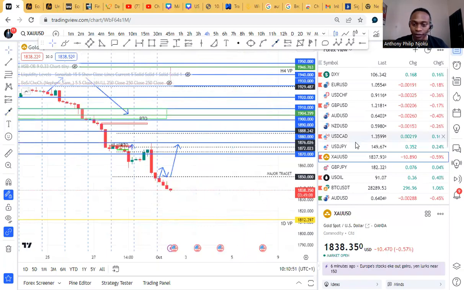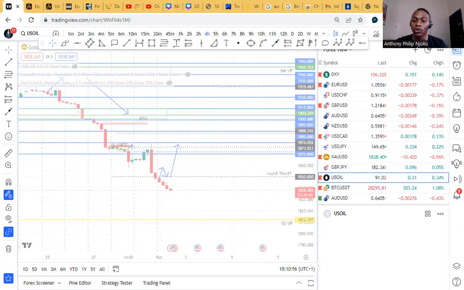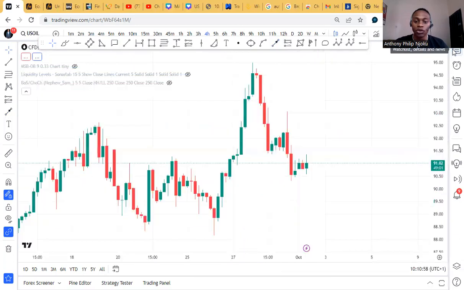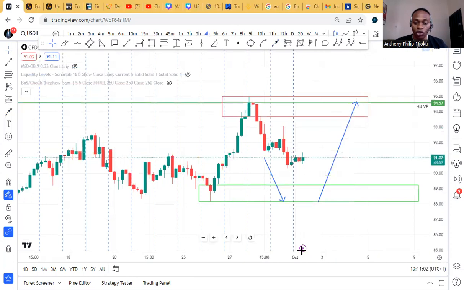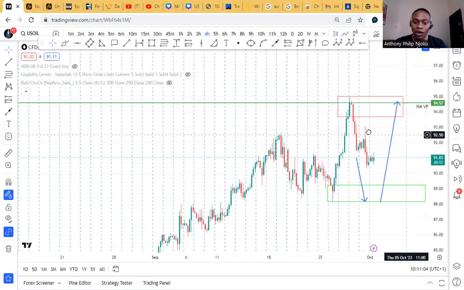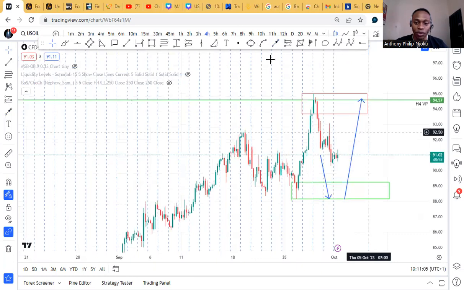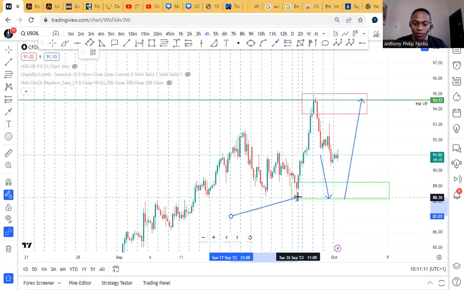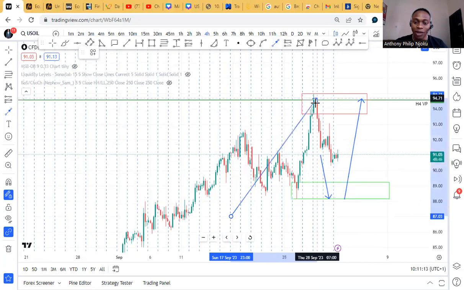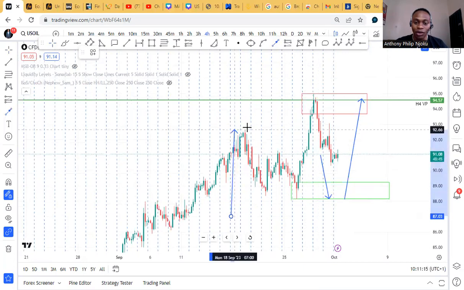Then the next on our list is US oil. For US oil, we have a change of structure. Last week, I was telling you guys we wanted the market to sell, and the market sold from this level down to this point. When the market had this massive impulsive move, it broke this structure and there was a change of character.